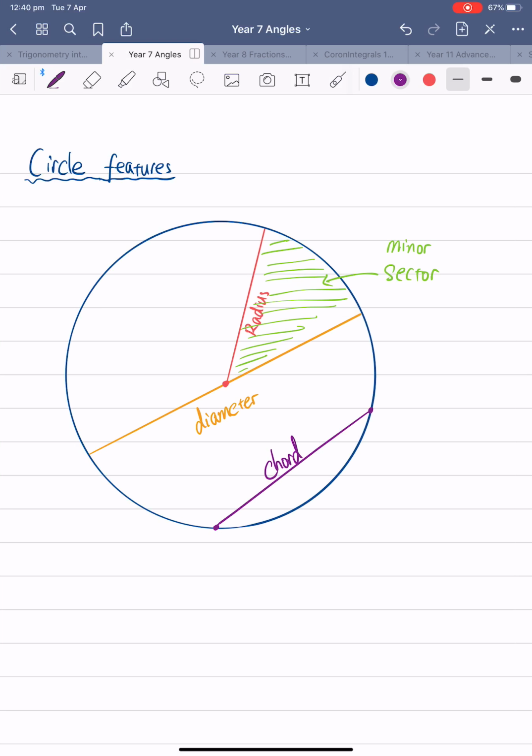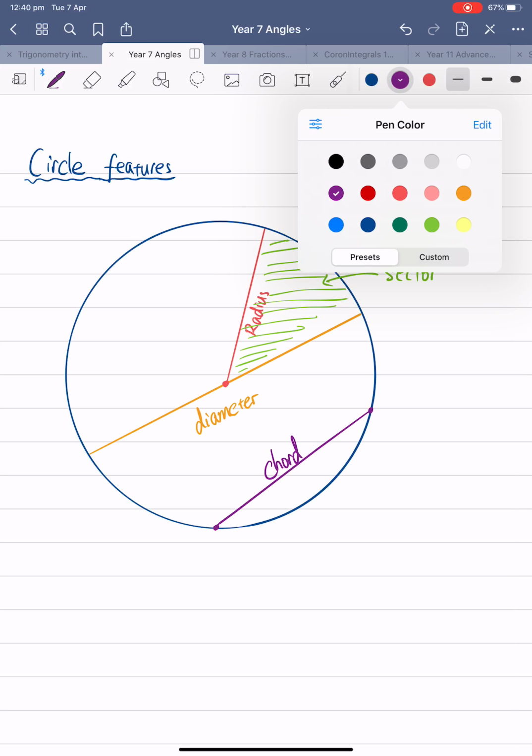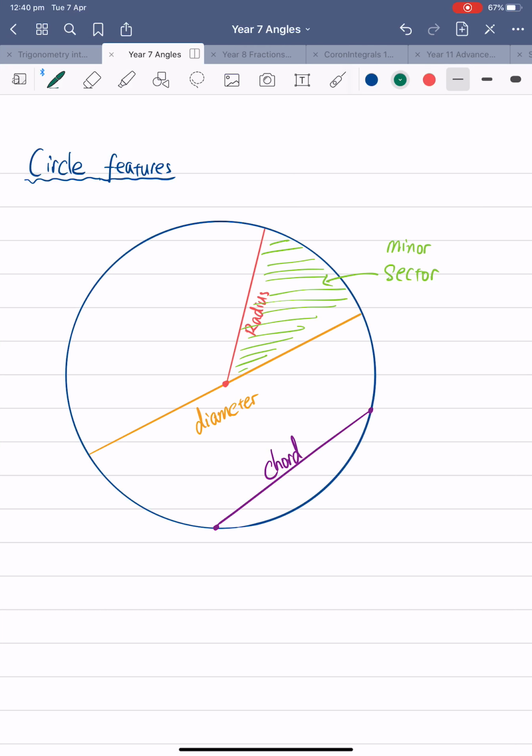Now, a very interesting part is we can find a little region that's created by the chord and an arc. This region, or this little section here, is called a segment, which is different to a sector. It's a minor segment because it's less than a semicircle. Then we can have a major segment, which is greater than a semicircle.